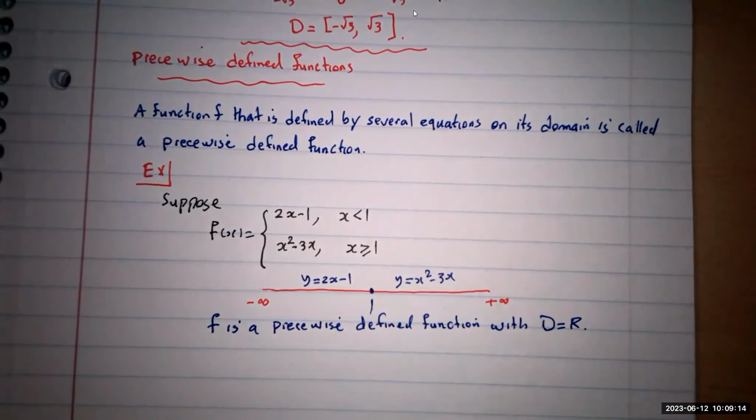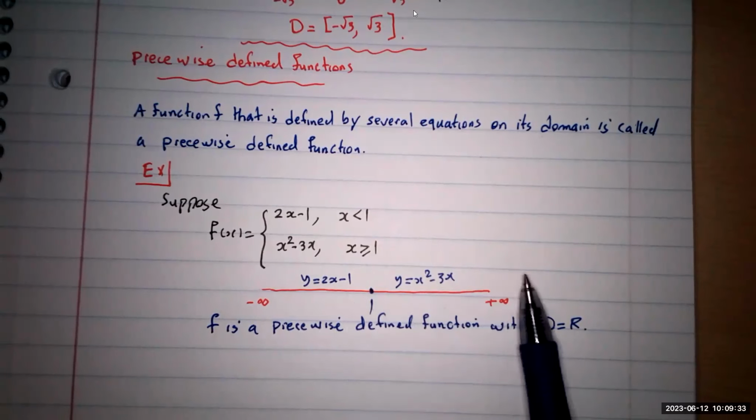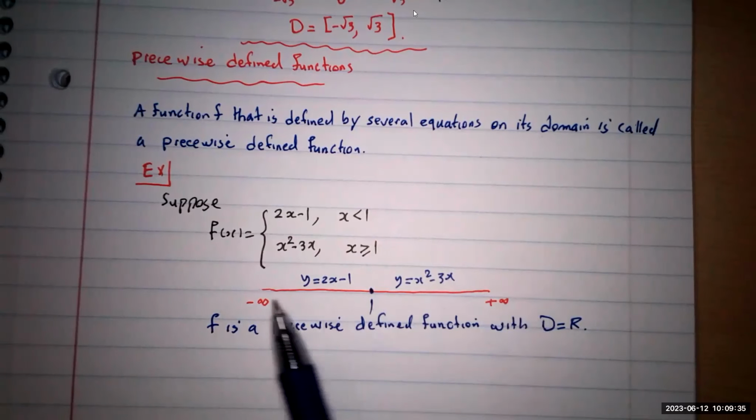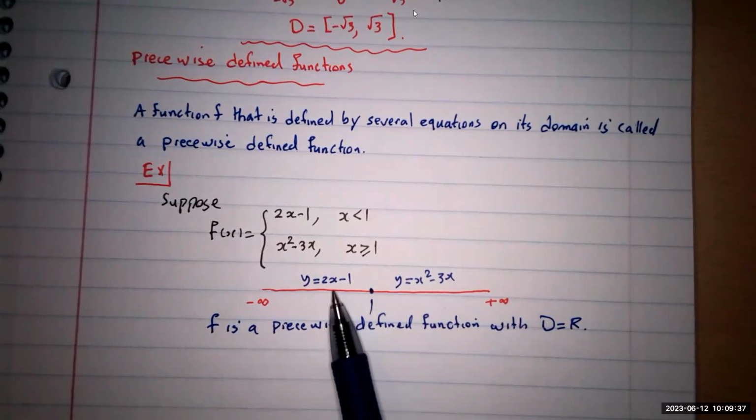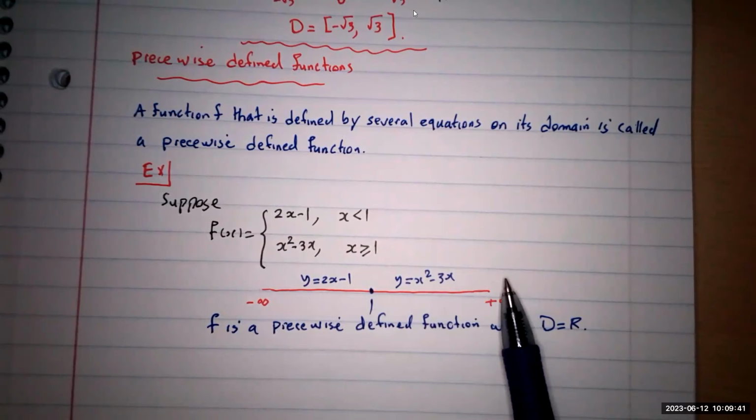Any question? So let's see how this function would operate if you want to find the value of the function. When you give the x to the machine, it checks to see if that x is coming from the first part or the second part. If it's coming from the first part, the machine uses 2x minus 1. If it's coming from the second part, that gives you x squared minus 3x.